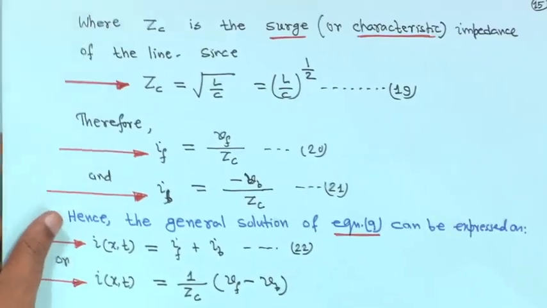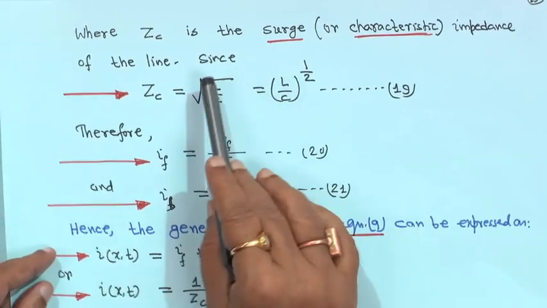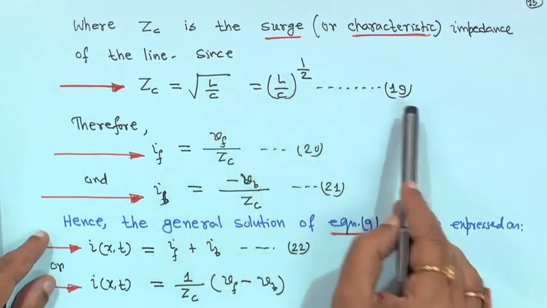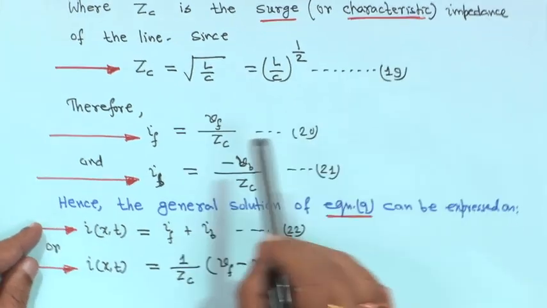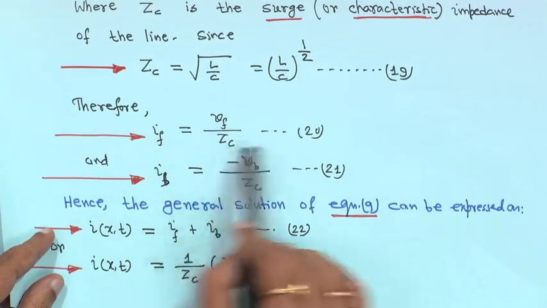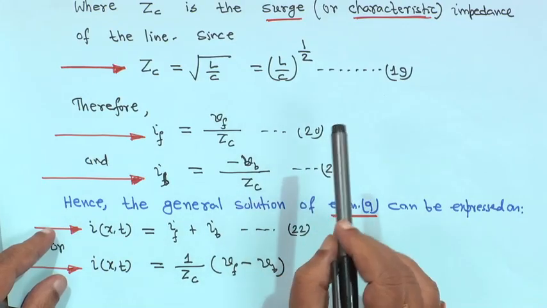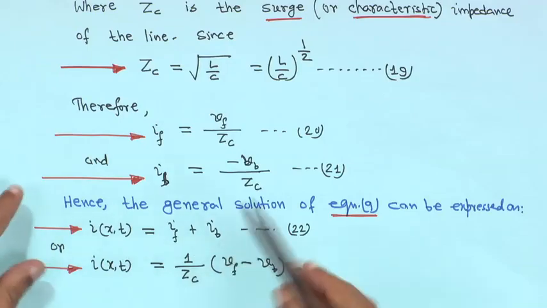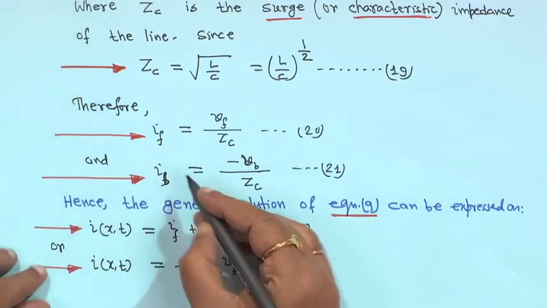Next, we know that Zc is equal to root over L by C, that is (L/C) to the power half. This is equation 19. Therefore, Vf is equal to If into Zc, therefore If is equal to Vf upon Zc. This is equation 20. And this one is IB.